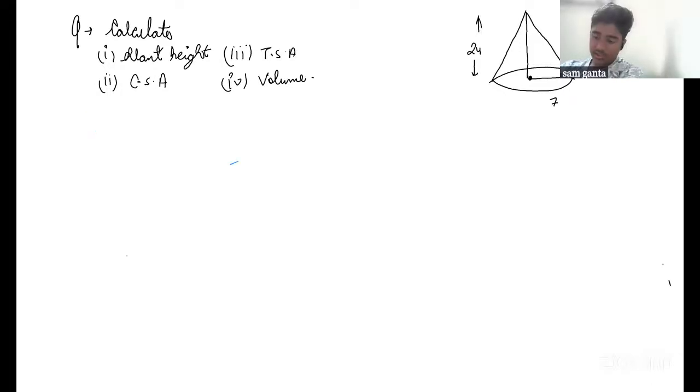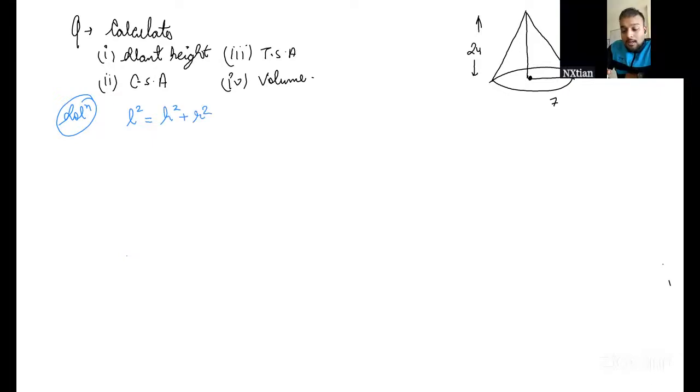L squared is equal to H squared plus R squared. Yeah, so you know 24 square and 7 square. Can you do it and can you find the slant height and tell it to me? Yeah, quickly do it.